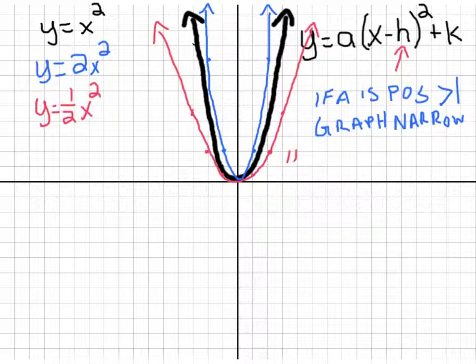So if A is positive and less than 1, the graph ends up being wider.